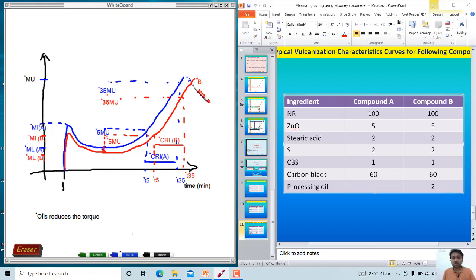Since the B compound contains oil, it should show lower torque values, but the rate is not changed. You can see the same result here: CRIs are more or less equal. Because the vulcanization system contains sulfur and the same accelerators in the same amounts, 2:1 ratio, and all the ingredients are the same. Only difference is this, it reduces the torque value. So this is the answer for the last question.